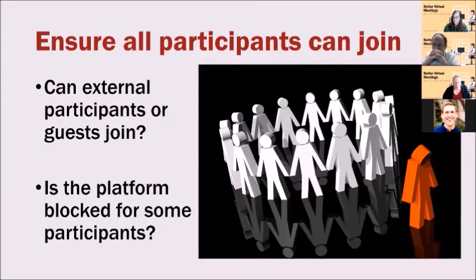So depending on your audience, accessibility and ease of use for external partners or guests is an important consideration. If you have some external participants that will need to be a part of your meetings regularly, you'll need to check whether or not their employer blocks any platforms. And that's actually something that we've run into occasionally within the EMSC program. Some people have had certain platforms blocked and been unable to participate in certain things. So again, if there are specific people that regularly need to participate, you'll want to make sure that they can do so.